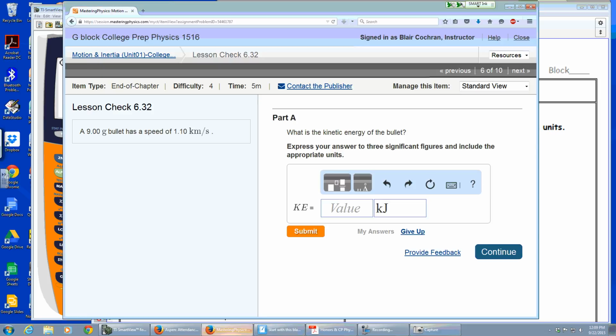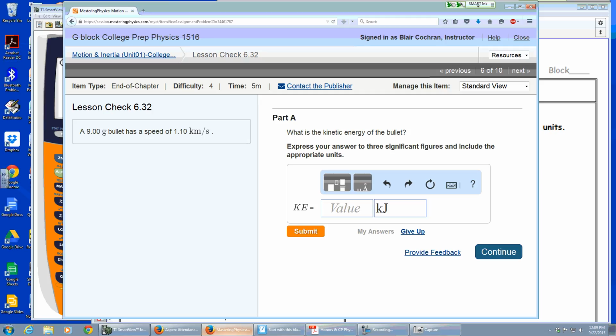The problem says I've got a 9-gram bullet. Right away I should see grams. Do I like to work with grams? No. What's our base unit? Kilograms. So right away that should send off a little signal in my head. I don't want to work with grams. I've got to change that to kilograms almost right away.